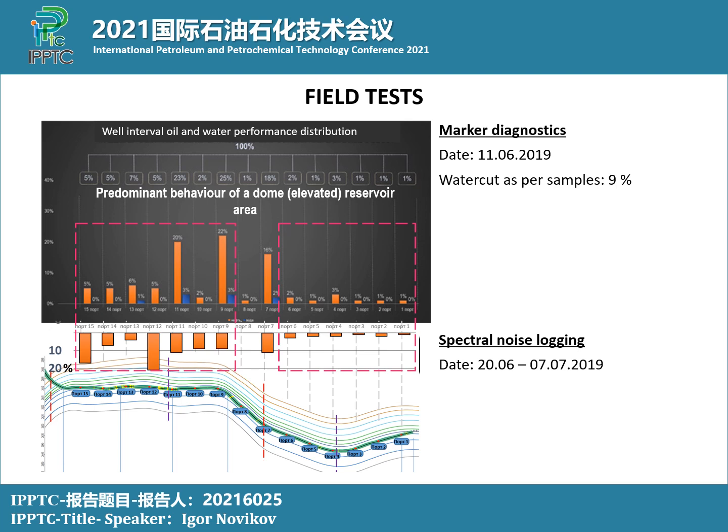You see on the red squares the areas where it's a very good match. So it means that the difference is not really big, and we can trust this information and use it for future decision making. And during this time, the water cut was around 9%.